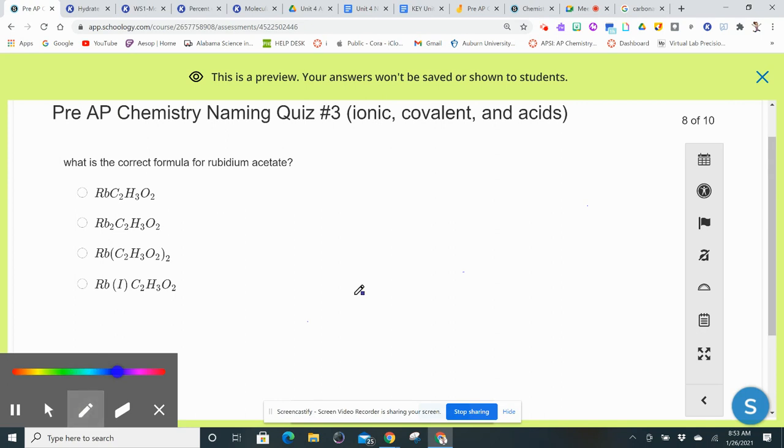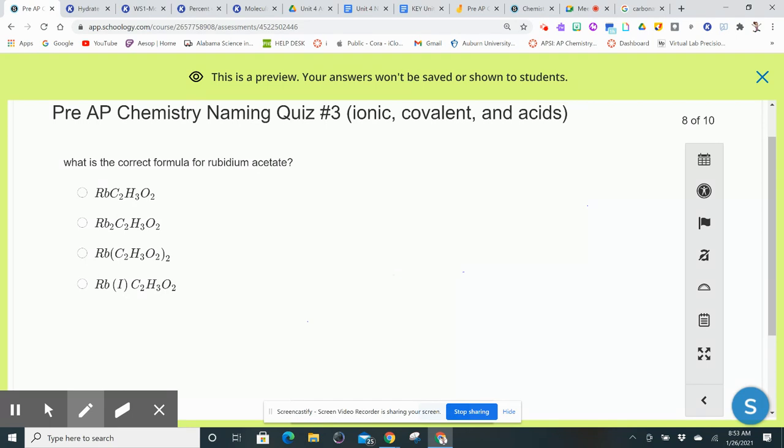Okay. All right. So here's another one. Rubidium acetate. So look up where is rubidium on the periodic table. You're probably going to need to use the one in the black book. Rubidium is Rb, but you need to know where it is to answer our first question. Is it a metal?